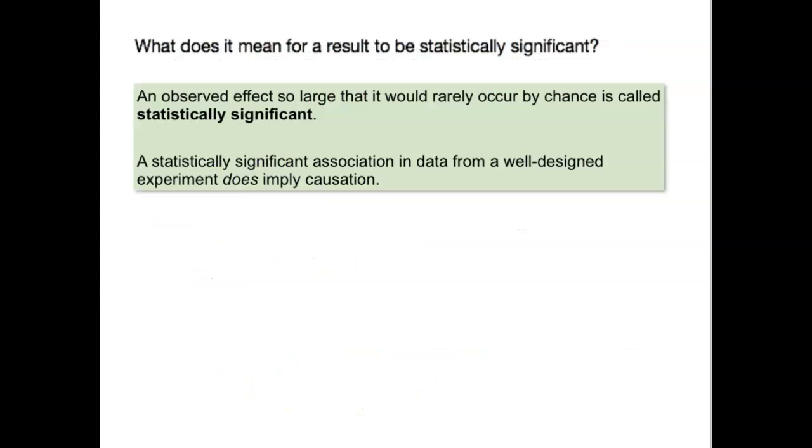All right, so what does it mean for a result to be statistically significant? Statistically significant means an observed effect so large that it would rarely occur by chance. And a statistically significant association in data from a well-designed experiment does imply causation, meaning there's a cause and effect.